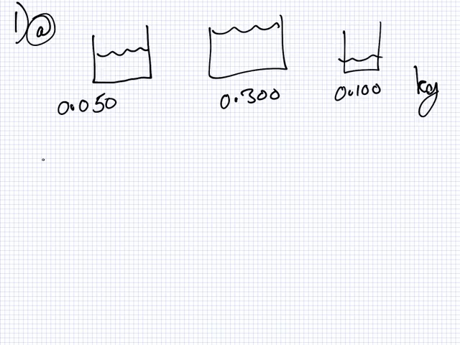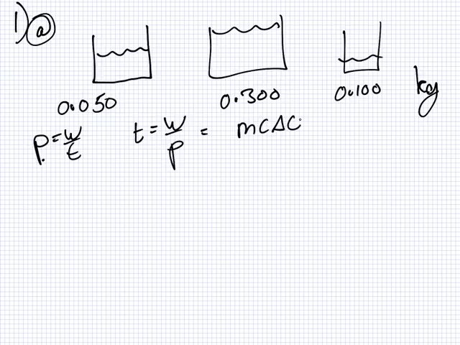Celsius by using a 2 kilowatt kettle. Okay. So, power is work over time. So time is work over power. Work is MC delta theta, and the power is something we know.